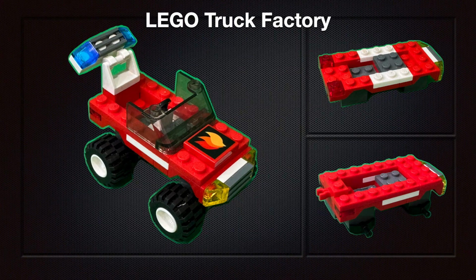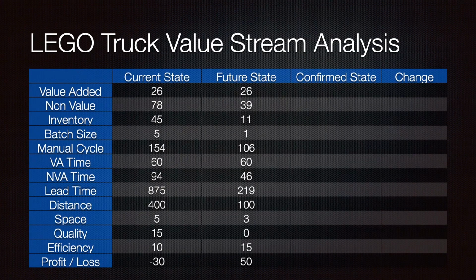We also are going to do this just like a real Lean Six Sigma process where we do a value stream analysis. We kind of talked about that in video 1, where we capture all of the current state data that you can see here, everything from the number of steps, whether they're value added or non-value added, the amount of inventory, the batch size, the cycle time, the distance that we travel, the lead time, space, quality, and efficiency, all that good stuff. And then, of course, profit and loss for the business.